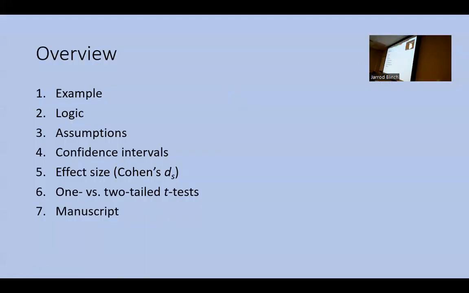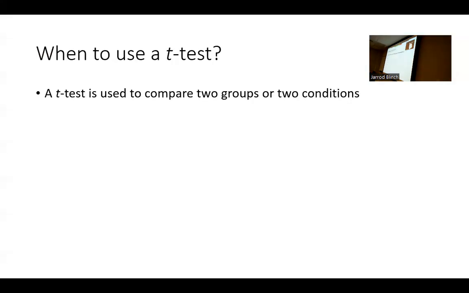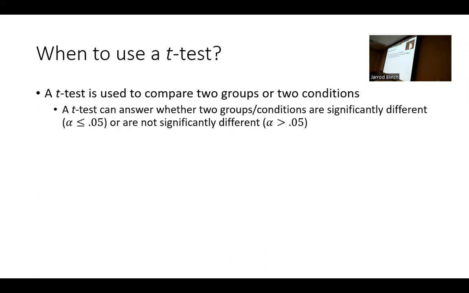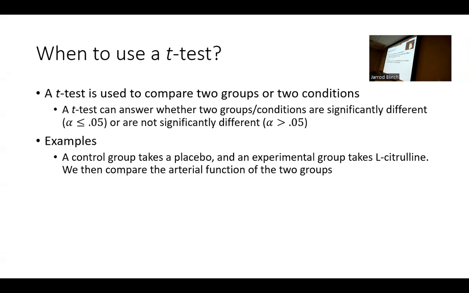All right, so typical overview. And before we get into examples, say, okay, well, when do we use a t-test? So a t-test is used when we want to compare 2 groups or 2 conditions. And I've got 2 examples for that. The first is what we're going to talk about this week, and then the second is what we'll talk about next week. So a t-test can assess whether 2 groups or conditions are significantly different. And just like we saw with correlation, that's when alpha is less than or equal to 0.05. That's our typical threshold for significance. Or not significantly different. In other words, alpha greater than 0.05. But no surprises there. So here are the 2 examples.